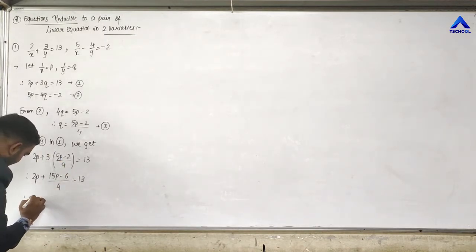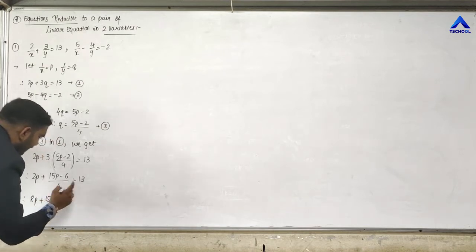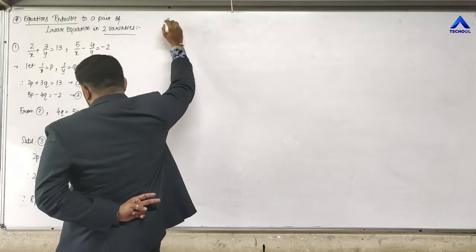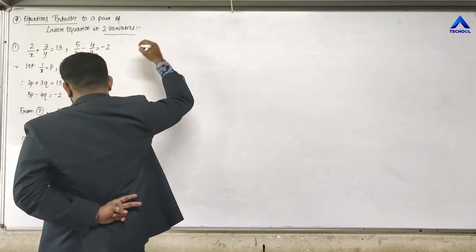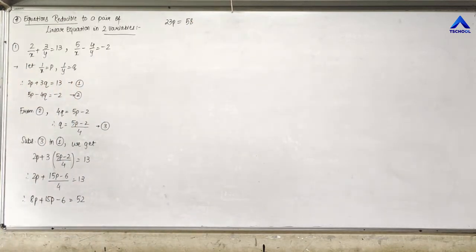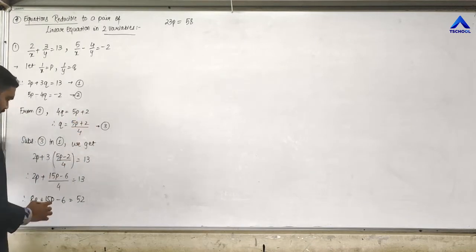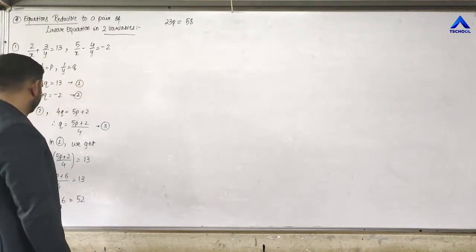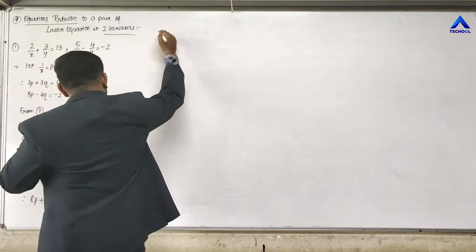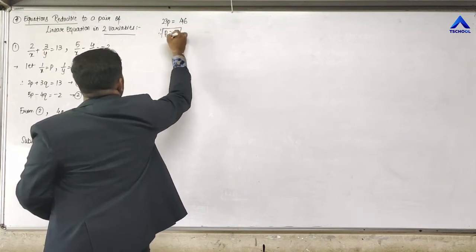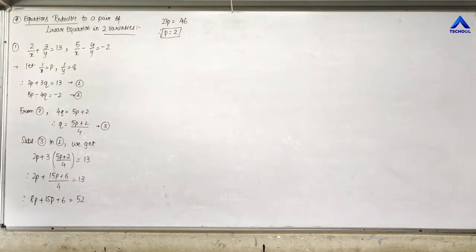Cross multiplying, I shall get 8p plus 15p minus 6 is equal to 52. Taking that 6 to the other side, I shall get 8p plus 15p is equal to 58. Let us solve it. So I shall get here 23p is equal to 46, and hence p is equal to 2, right?